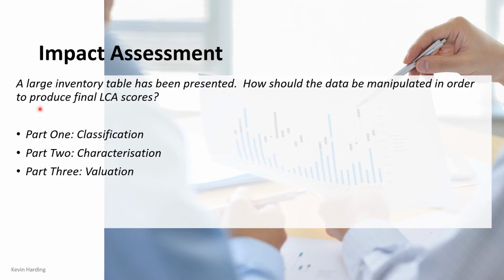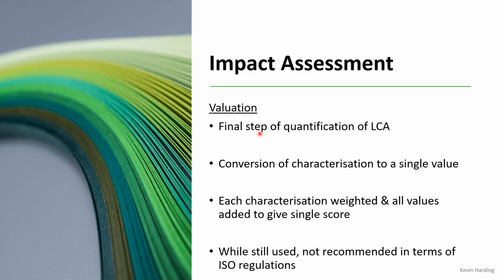The last step here is the valuation. Valuation is not actually part of the ISO standards, and I should probably in future take the slide out. Valuation looks at what would happen if we take all of those numbers and make them into one. It's the final step of the quantification, and we're going to convert all of the characterization values into a single value. Again, each of the characterization values is given a weighting, and all of those values are added to give a single value. So your final LCA score through valuation is, as I say, going to be 1, 3, 5, 300, 3,000. I don't know what it's going to be, per kilogram, per whatever you've got.